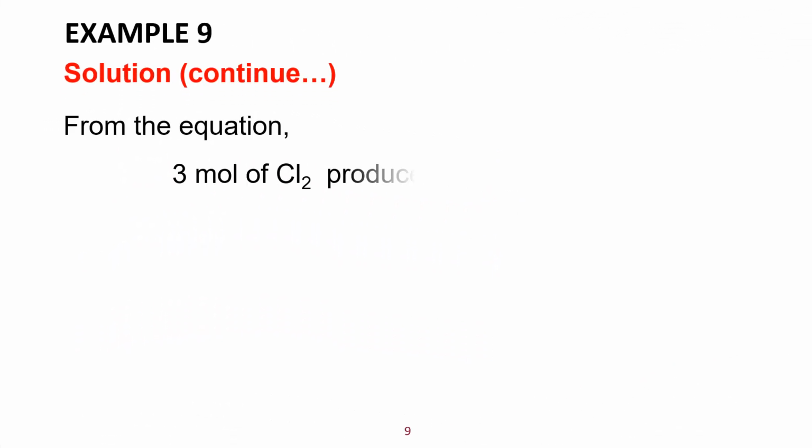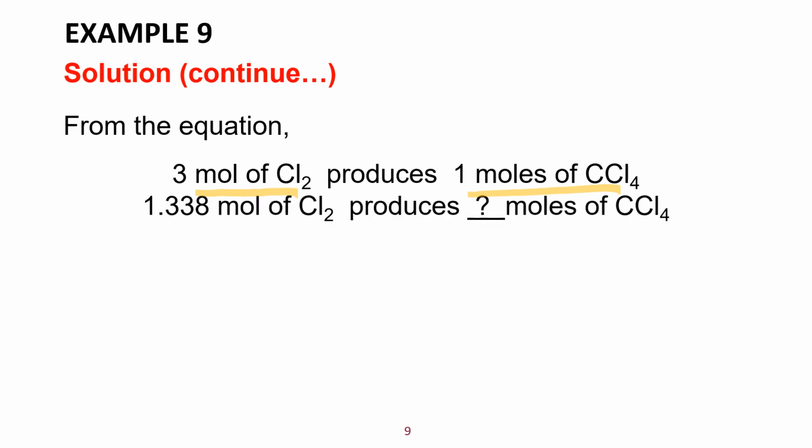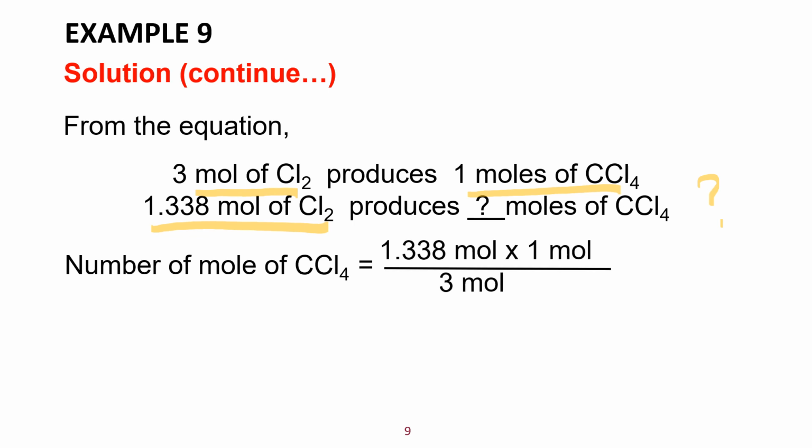From the given balanced chemical equation, it shows that 3 moles of Cl2 produce 1 mole of CCl4. If 1.338 mole of Cl2 reacted, how many moles of CCl4 are produced? To determine this, we can use the cross-multiply method. We obtain the number of moles of CCl4 as 0.446 mole.